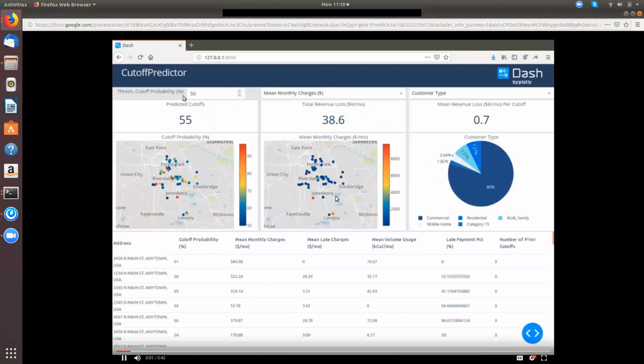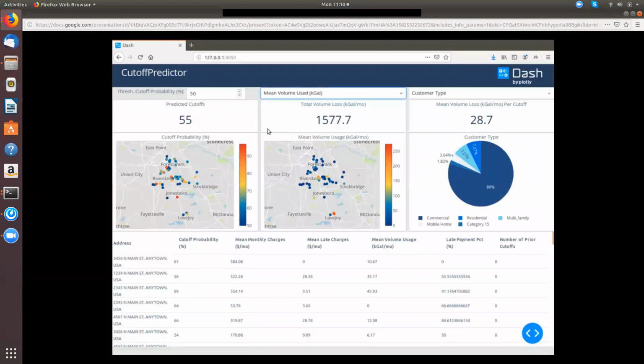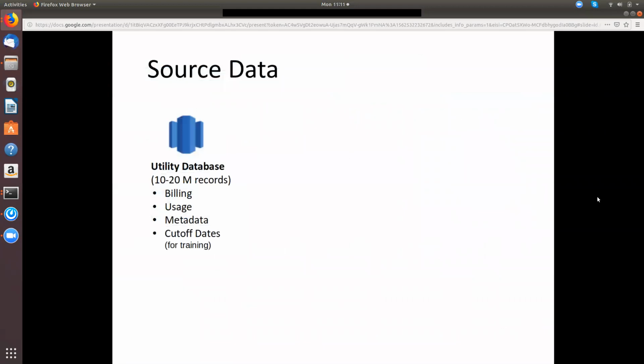My solution is CutoffPredictor. With this dashboard, the utility can monitor cutoff risk in their customer base. It'll show the predicted number of cutoffs, the total revenue loss represented by those customers, the total volume loss as well. And it will map out these customers showing their risk level and their volume usage. It will provide a breakdown of the customers by customer type, municipality, or meter size. It shows a list of customer information down below, and it allows the utility to adjust the risk threshold to identify higher priority customers. The tool draws on the utility's database.